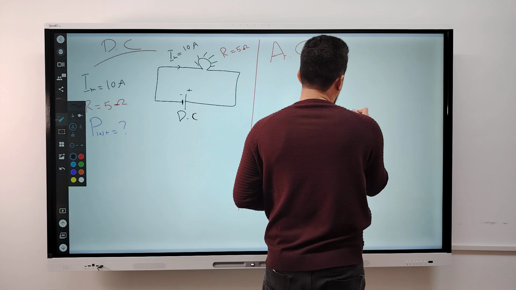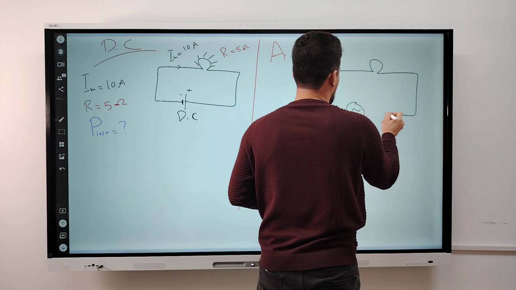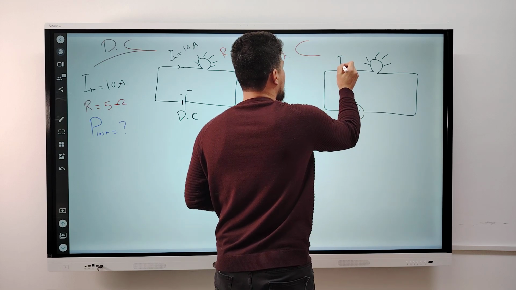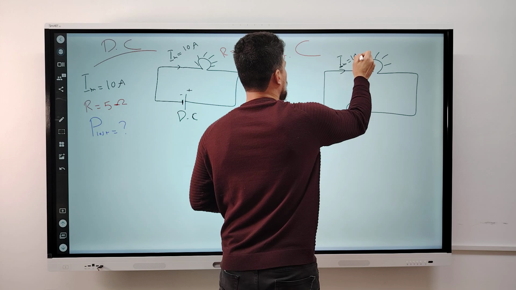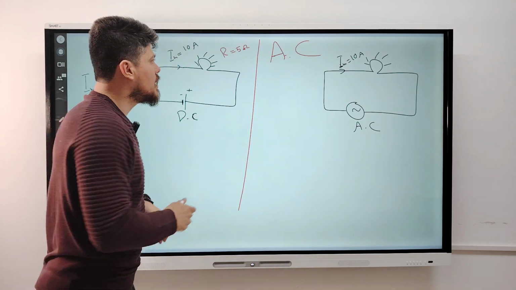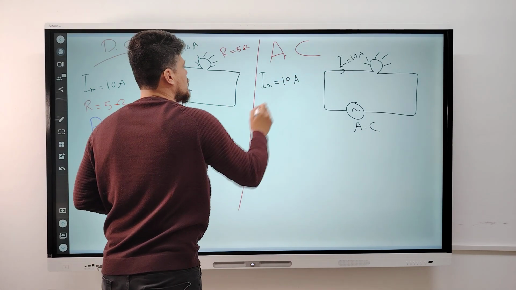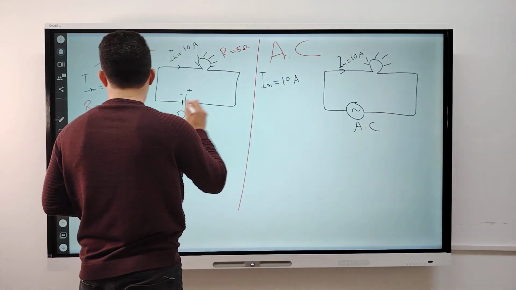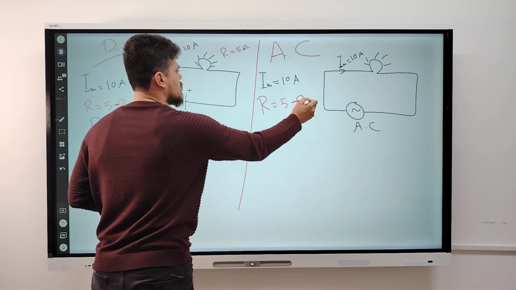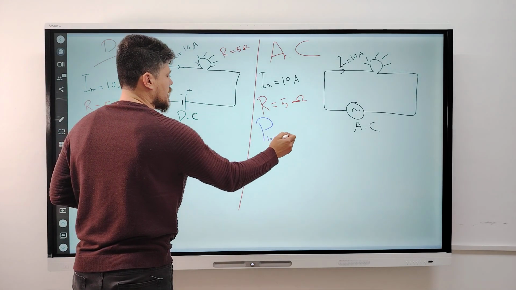If we have an AC source connected with the light bulb, here the current flows, but the maximum value of the AC source is also 10 ampere. Assume they have the same resistance, 5 ohm. What will be the magnitude of the power P loss or power dissipation here?